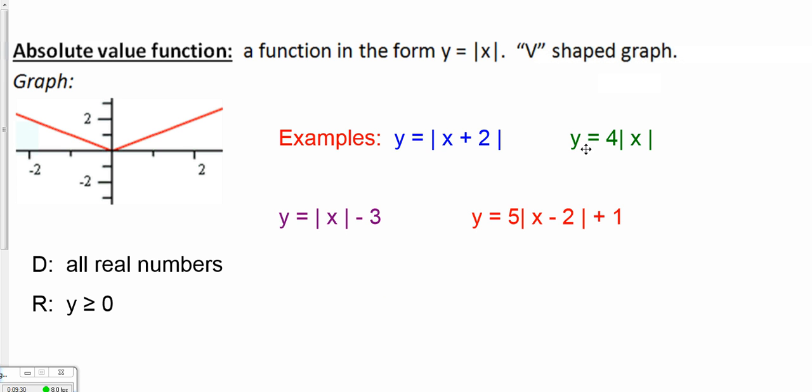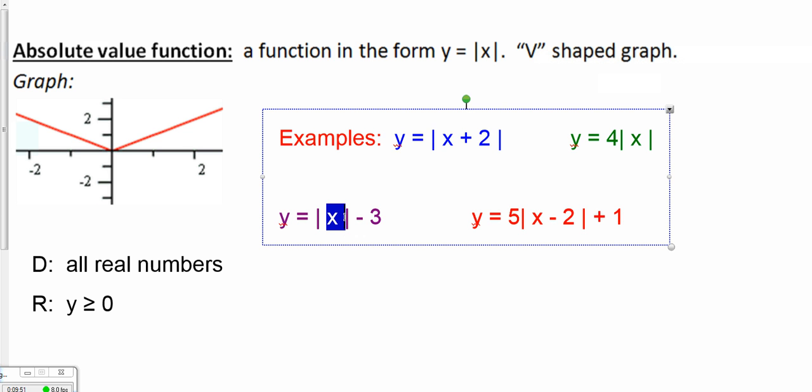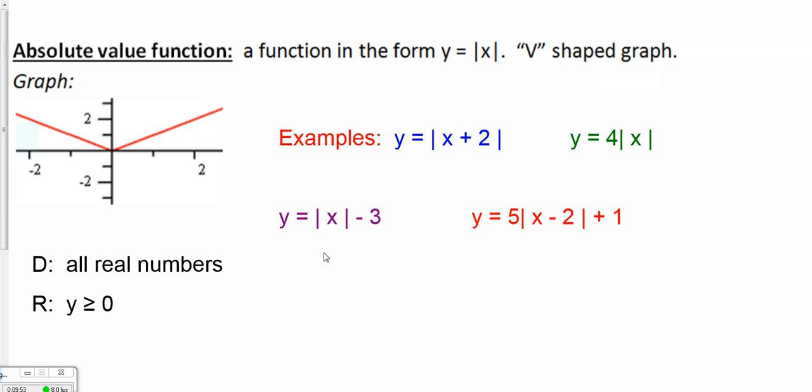I can have y equals 4 times the absolute value of x. That just makes it a narrower, skinnier V shape. As long as I have the absolute value of x, or an absolute value of something, and x is inside of there, then it will be an absolute value graph. So another example, x is inside our absolute value.